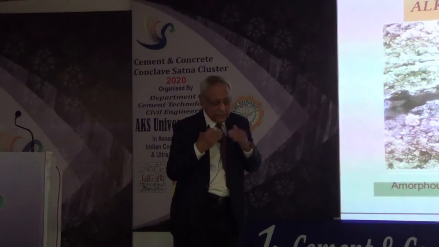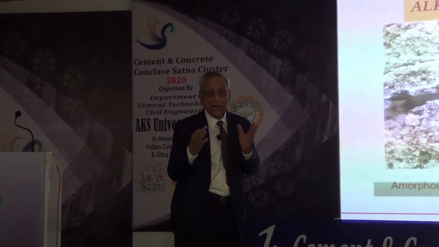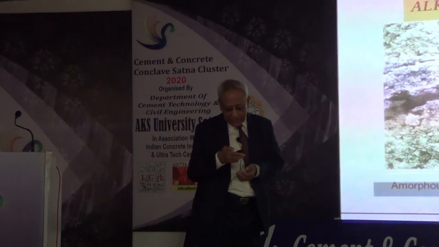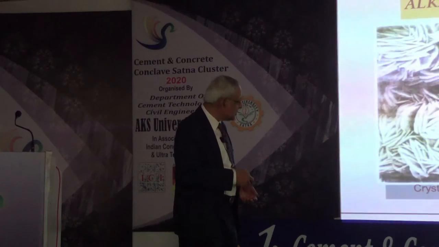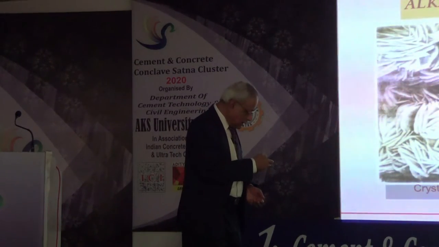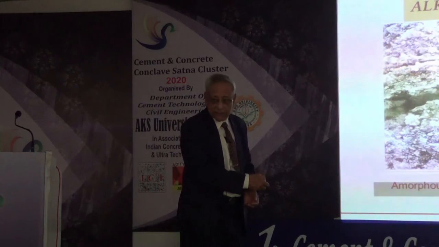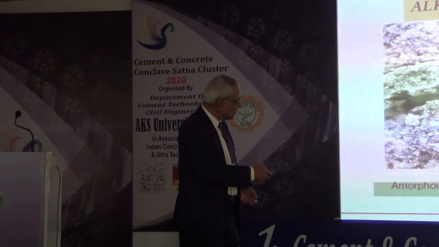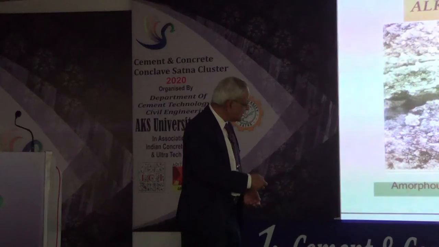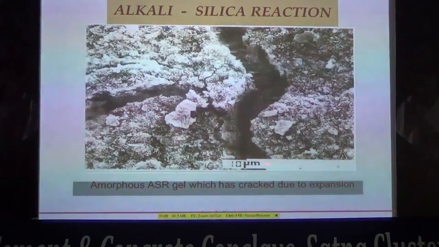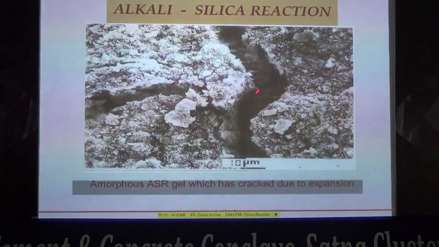As a result of this difference, there is a huge pressure buildup within the concrete system. And with that pressure buildup, you get damages like this. For example, this is a typical alkali silica cracking. Although in the photomicrograph it looks like gangrene, that's not the case. Here the scale is 10 micron. So you can see that this entire crack is limited to about 10 to 15 micron in size.